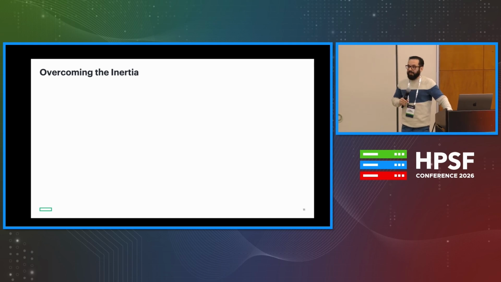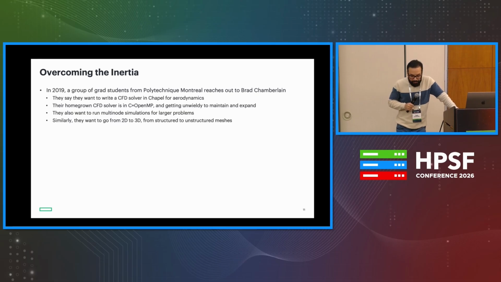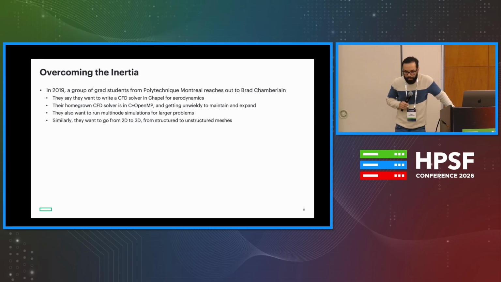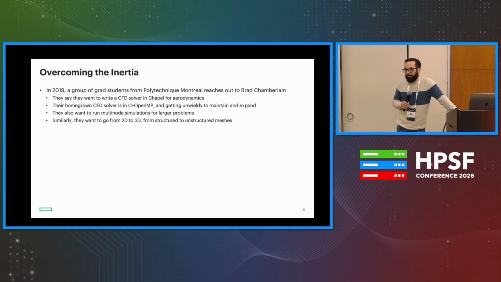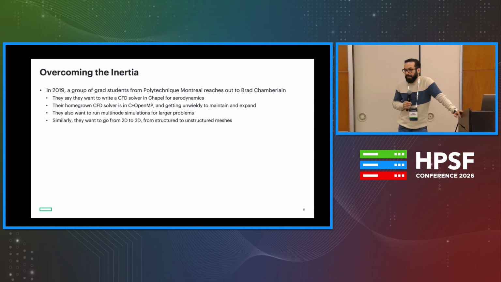And this has an interesting starting story as well, because inertia is a common thing here, right? Like you don't want to refactor code, you want to keep legacy code as much as possible, and things like that. So in 2019, a group of grad students reached out to Brad Chamberlain. Brad is our technical lead, the Chapel project founding member. And they said that they wanted to write a CFD solver, a computational fluid dynamics solver, in Chapel for aerodynamics. They are mechanical engineering students and they do aircraft design. They already have a solver in-house.